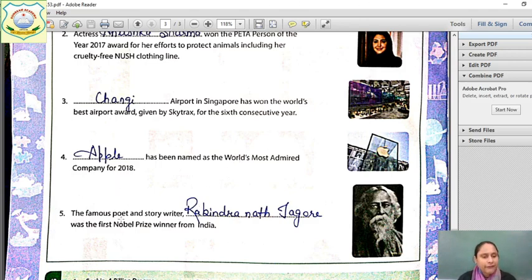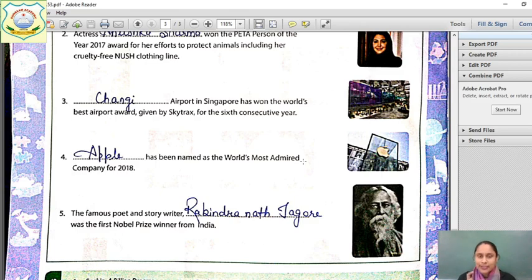Now, the fifth question. Here you will see the famous poet and story writer Rabindranath Tagore was the first Nobel Prize winner from India. This question is asked many times. Who was the first Indian to win the Nobel Prize award? So who was he? He was Rabindranath Tagore. He was the first Indian to win the Nobel Prize award.